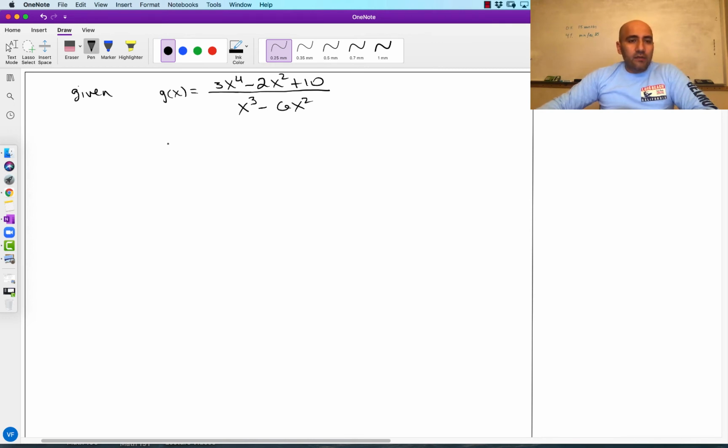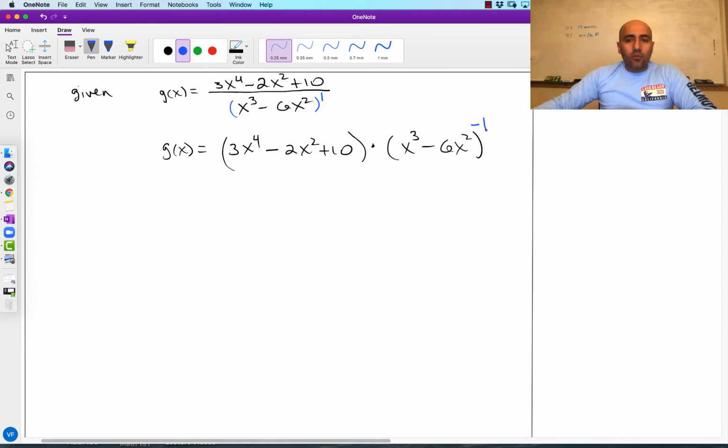We could say that g of x is equal to 3x to the 4th power minus 2x squared plus 10 times, and remember this whole thing can be thought of as being raised to the power of 1 as a unit. So we can take that and move it to the numerator and do x cubed minus 6x squared to the power of minus 1. And so that helps us rewrite it as a product.